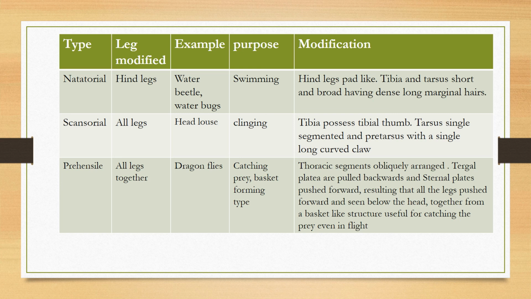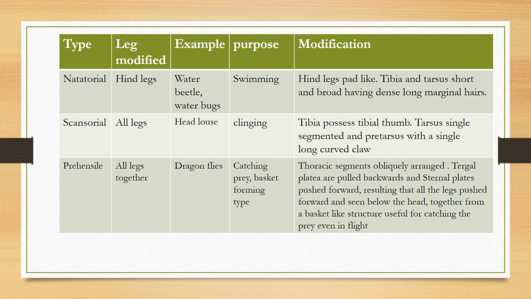Tarsus and segmented and pretarsus with single long curved claw. So the tibial thumb is there and the tarsus will have a curved claw also present. Used for clinging, mainly head down. Next one is the prehensile leg.